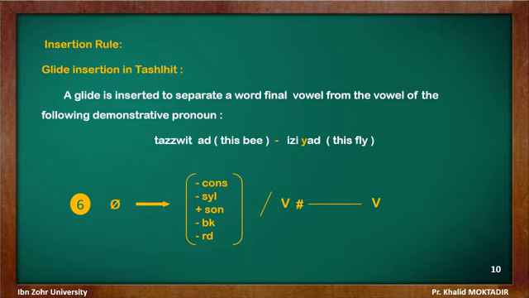So the glide is inserted right there. Insert this glide. Look at this symbol for insertion. It's the reverse of deletion. We insert the glide minus consonantal, minus syllabic, plus sonorant, minus back, minus round. That's the glide y in this position. In word's initial position, to separate two vowels.